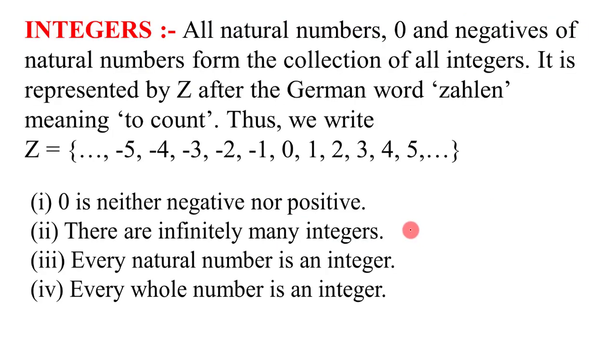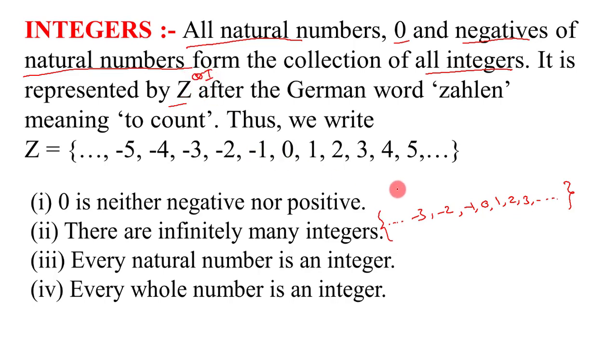Now let us get into our topic, that is integers. Integers means all the natural numbers, 0 and the negatives of the natural numbers form a collection of integers. How does the set of integers form? Natural numbers, that is 1, 2, 3 and so on, 0, and the negatives of these natural numbers, that is -1, -2, -3 and so on, form the set of integers, and it is represented by Z or I.